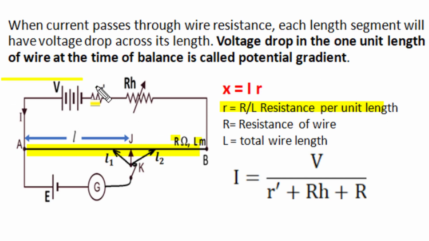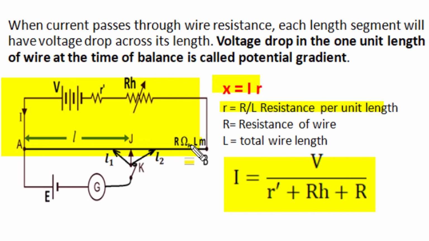In this primary circuit, when the voltage supply drives current in this series circuit, the current and per unit length resistance product becomes the voltage across unit wire length. The voltage drop on one unit wire length, at the time of circuit operation where we balance unknown voltage with this wire length, is called the potential gradient. So we say potential gradient is the voltage on unit length of this wire, and it is denoted by small x, and potential gradient becomes the most significant operational parameter in potentiometer measurement.